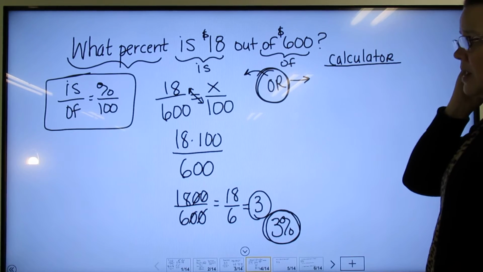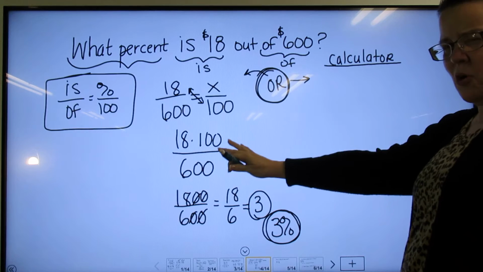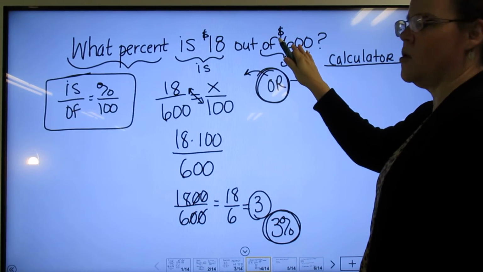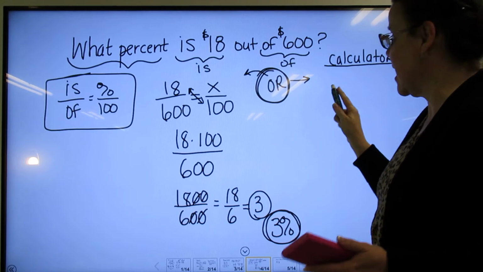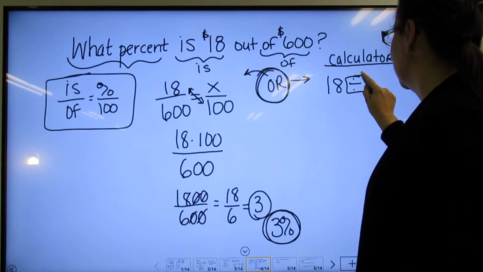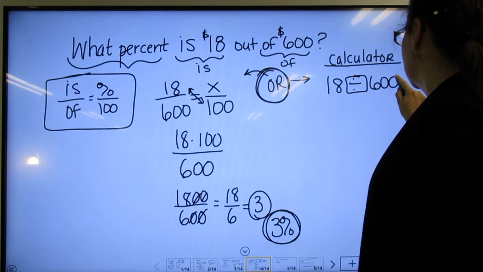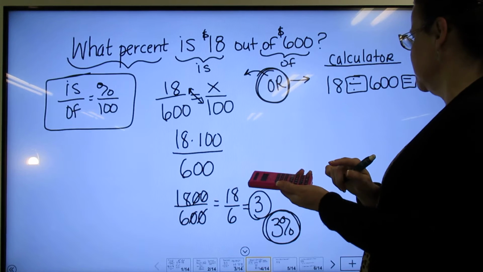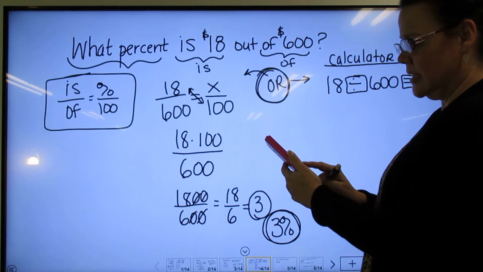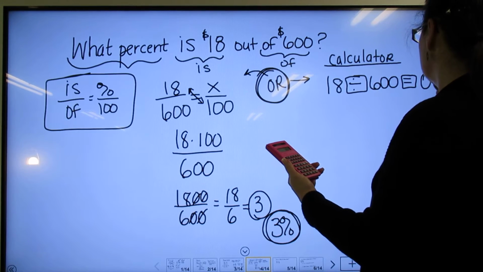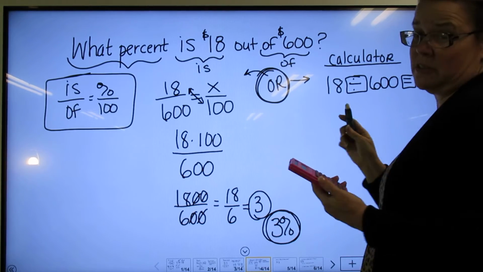Now, calculator wise, you really can skip the whole formula thing if you remember this part. It's a part of a whole, and they need to know the percentage of that. So you would do 18 divided by 600 and then hit the equal button, right? And I'm going to do it with you. 18 divided by 600, and it's going to be 0.03. And you say, well, Miss, that's a decimal.